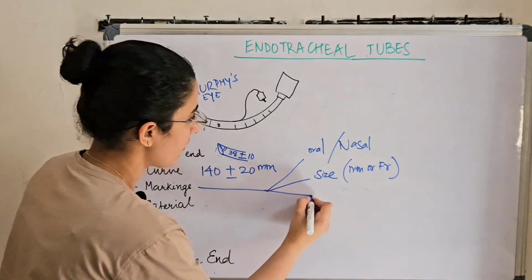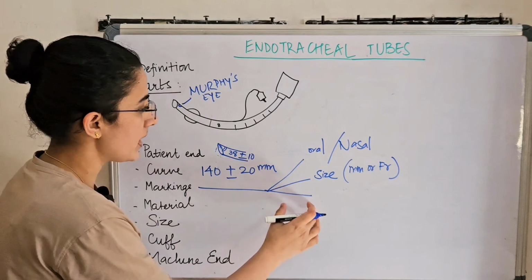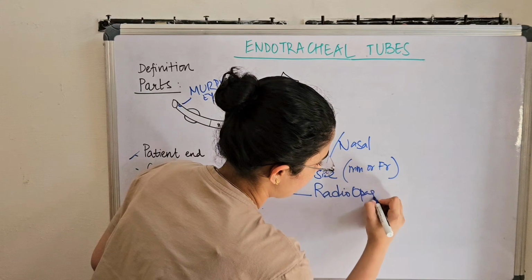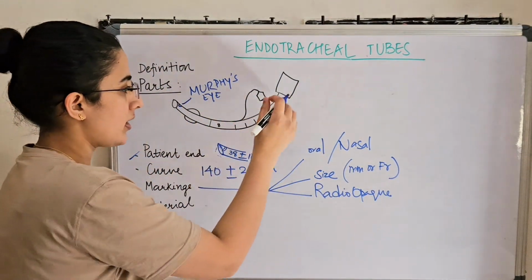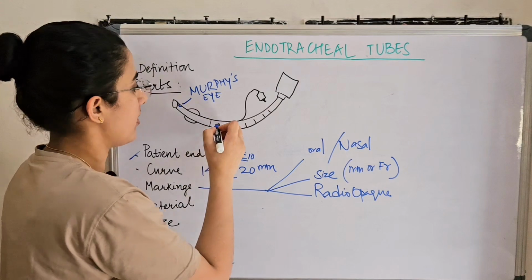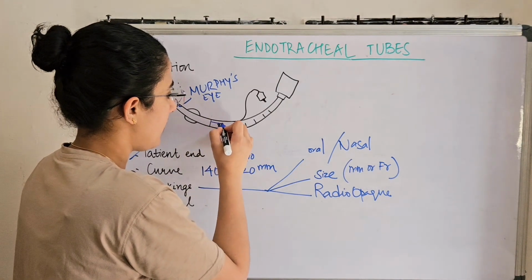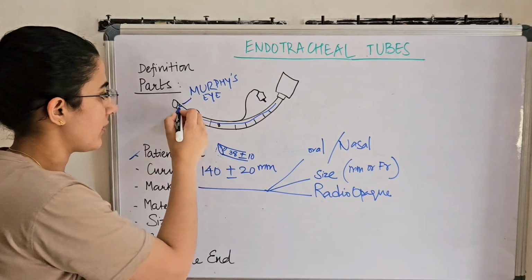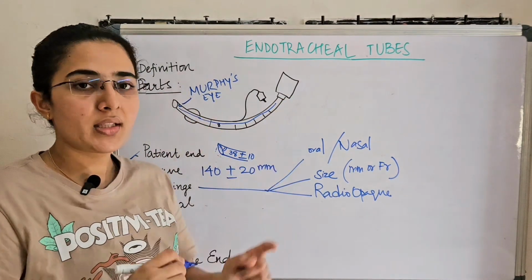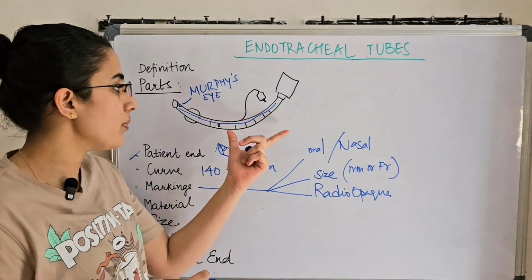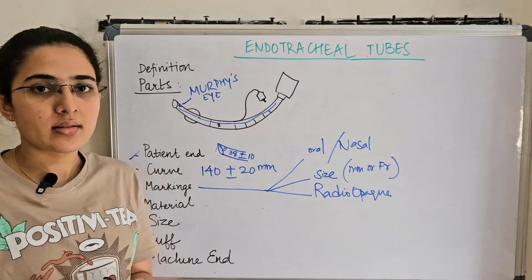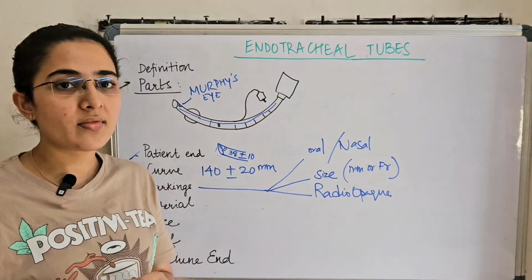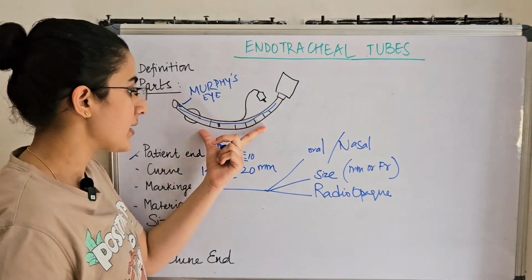Okay. Third thing which we will see written on the tube will be a radio opaque line. Because it's a two-dimension drawing, I'll just draw a line. So there will be a radio opaque line running across the entirety of this tube itself, and this can be very well visualized in a chest X-ray. This line will help us identify the position of the tube, whether we have properly placed it or not in an X-ray.